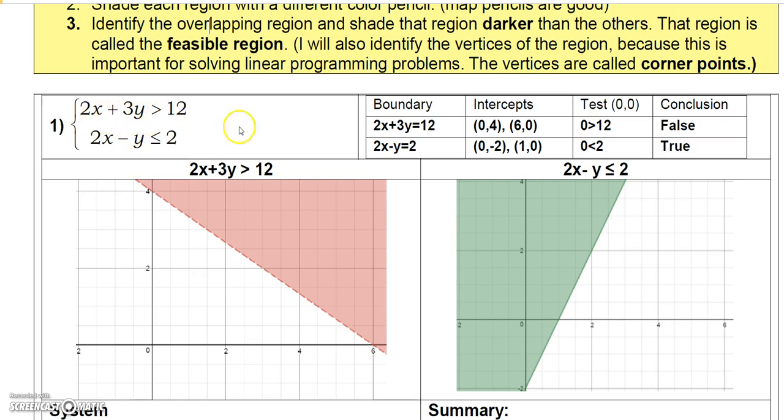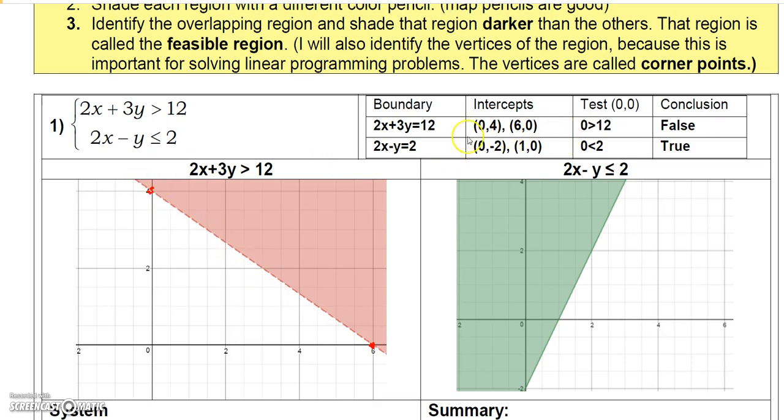So the boundary for the first one is 2x plus 3y equals 12, and you saw in the first video all you had to do was find the y-intercept, which is (0, 4), and the x-intercept, which is (6, 0), and then you can plot the points. So here's the (0, 4), and then here is the (6, 0), and so I know that the boundary must go through these two points, and also since there's no equal to with this inequality, I would draw a broken boundary or a dashed line through those points.